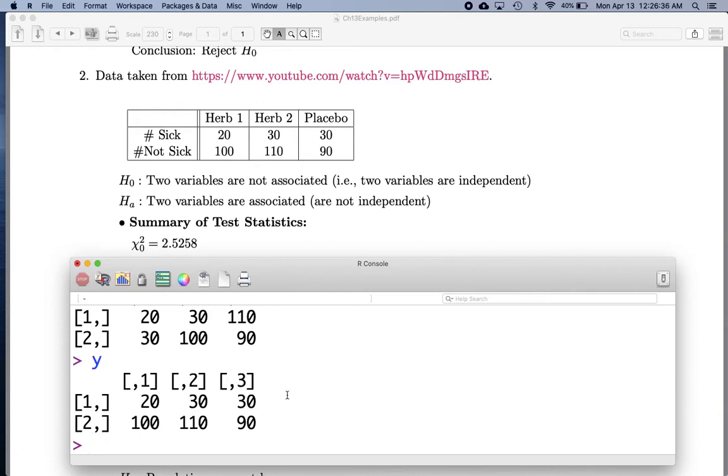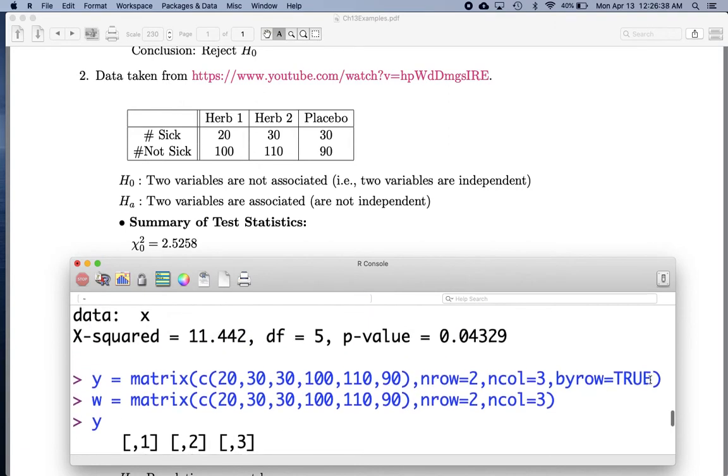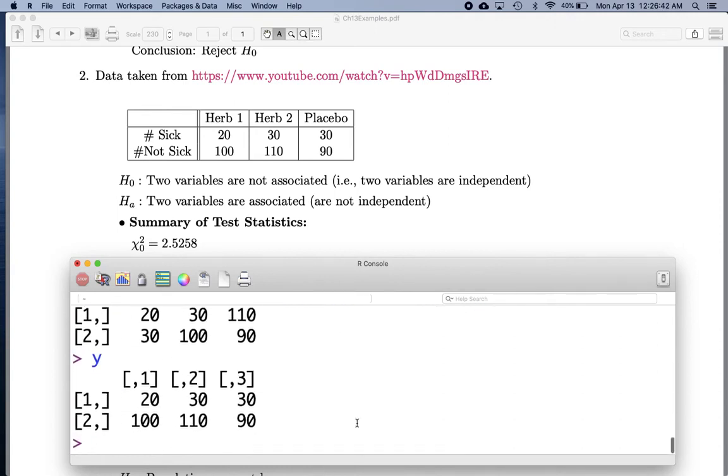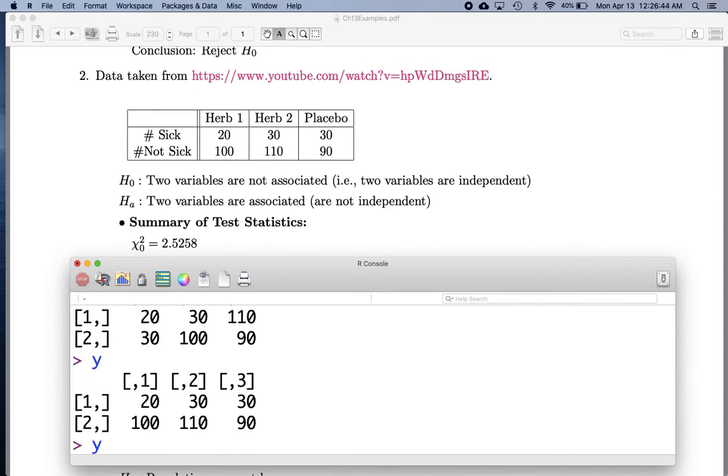So that's why I added that command. Always be sure to put in this command, by row equals true. I always like to print each of my matrices that I put in, just so that I can be certain that I've input everything correctly. It also kind of graphically or visually makes it look a little bit nicer.